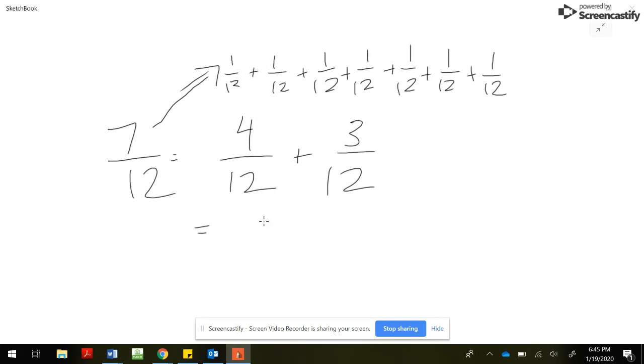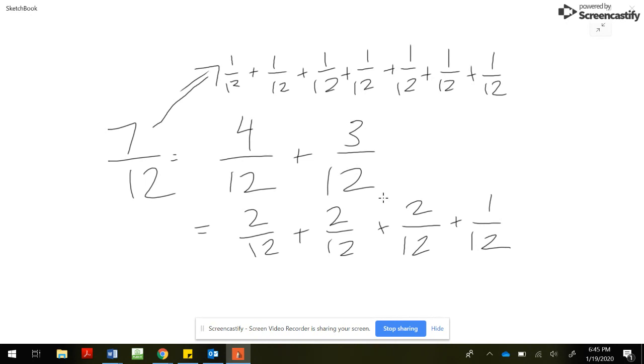I could do 2/12 plus 2/12 plus 2/12. That's 2, 4, 6. 1/12. I could do unit fractions as one of them. I could do 6/12 plus 1/12. Any of those, as long as it equals that fraction that they're asking for.